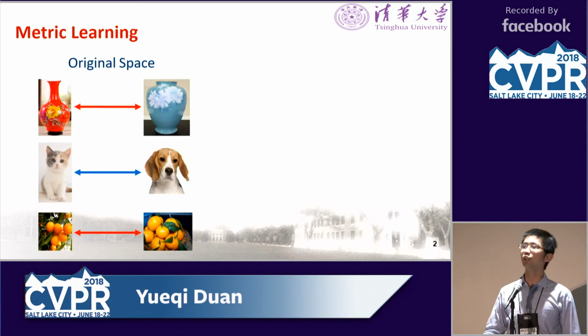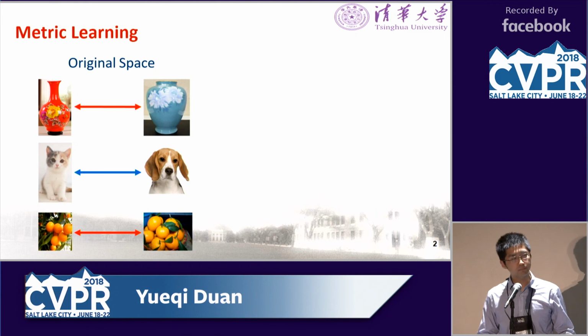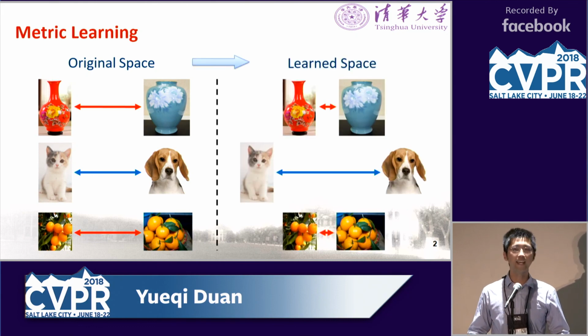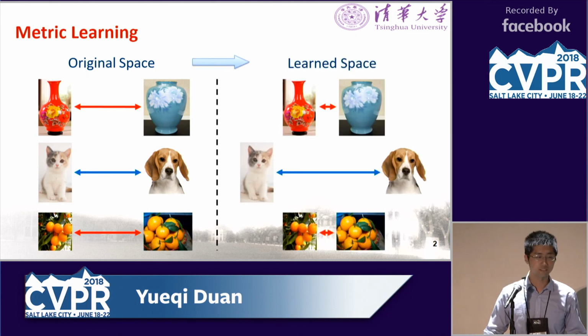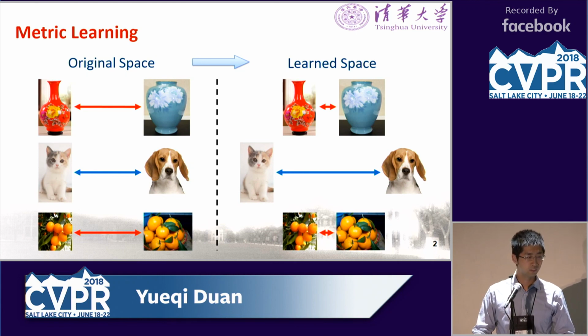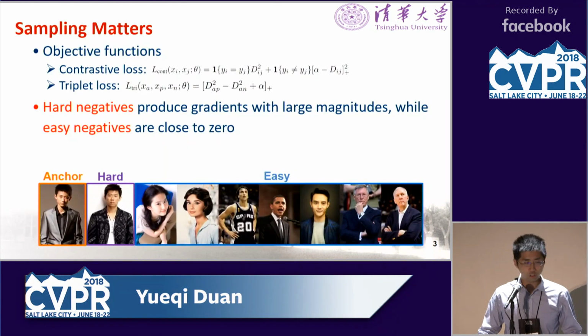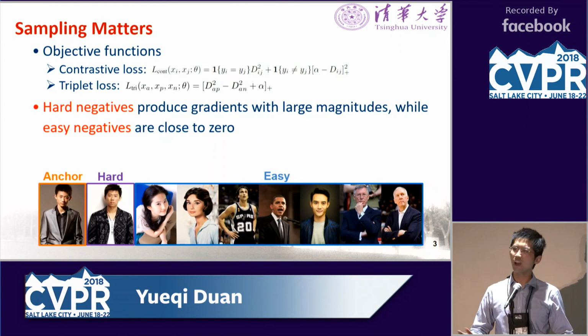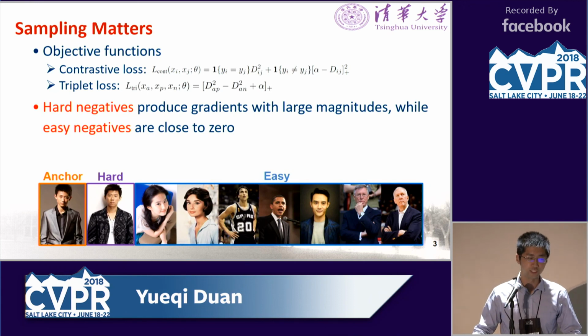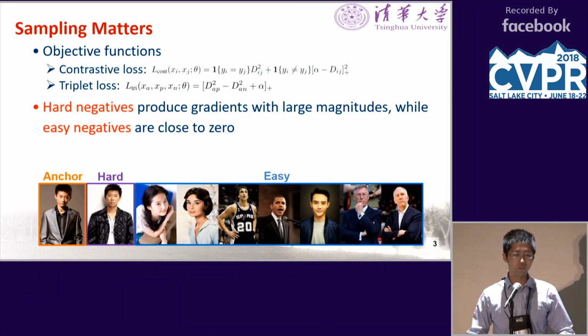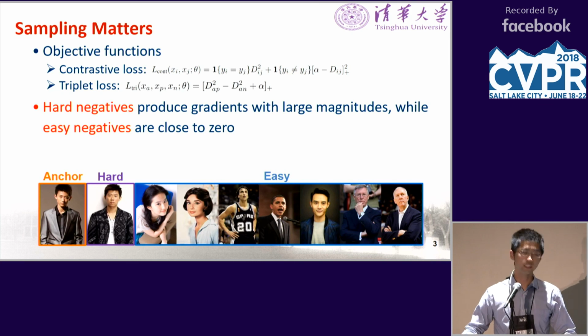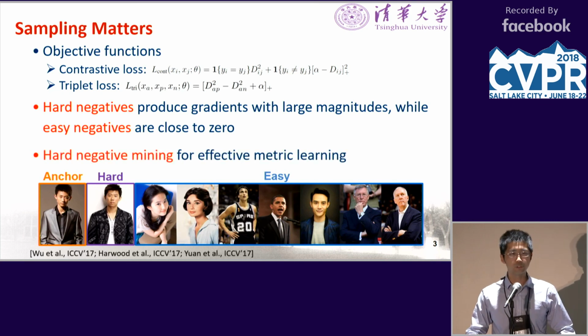Metric learning aims to learn a new distance metric that maximizes the inter-class distances and minimizes the intra-class distances. For most objective functions in deep metric learning, those hard training examples, especially the hard negatives, play a very important role in the training procedure as they produce large gradients, while those easy negatives produce small gradients and contribute little. Many recent works have studied that sampling matters in deep metric learning.